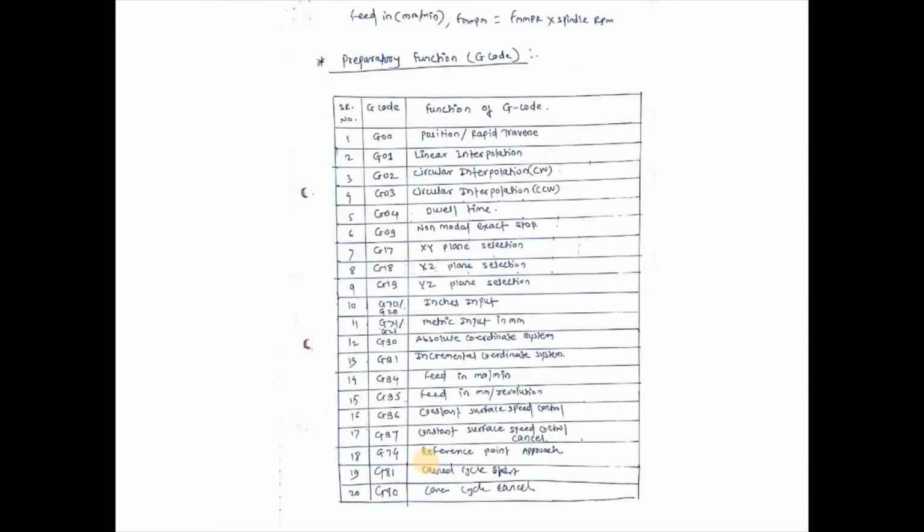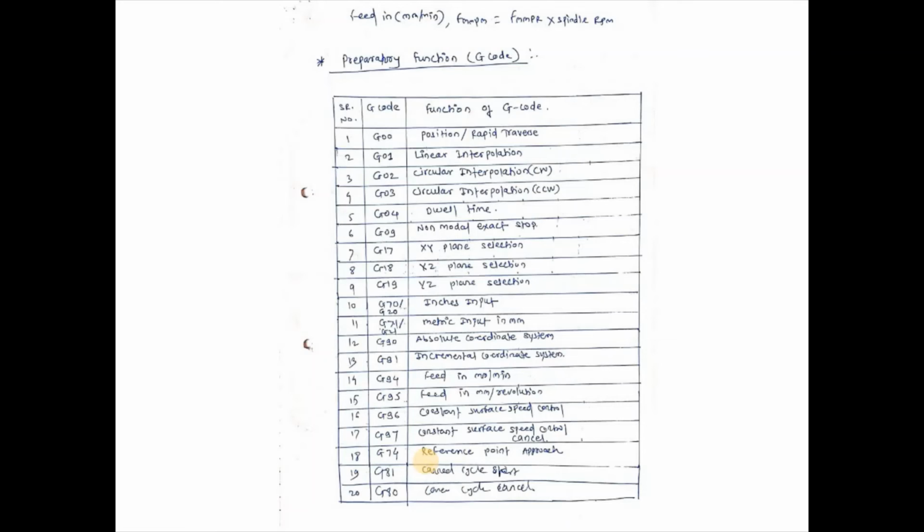G81 is the canned cycle start. If you want to write a program with the help of the canned cycle, we have to use G81 for the start and G80 to cancel that canned cycle. So these are the preparatory functions.